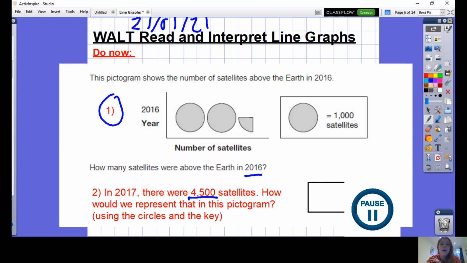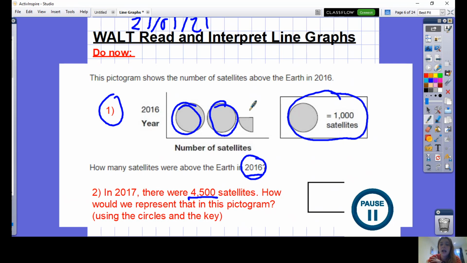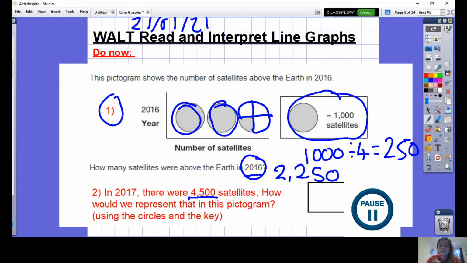So my first question: how many satellites above the Earth in 2016? Start by looking at your key. One circle is 1,000, so that's 1,000, 2,000. I can see here this is a quarter of a circle. So to find how much it's worth, I do 1,000 divided by 4. I know that's going to be 250. So in total, the answer to this question would be 2,250.